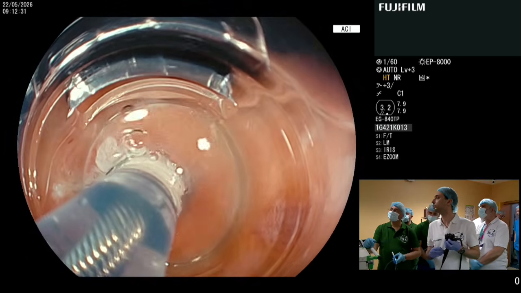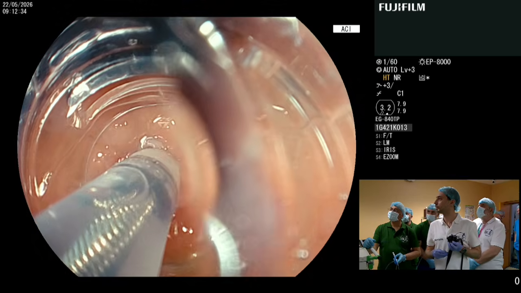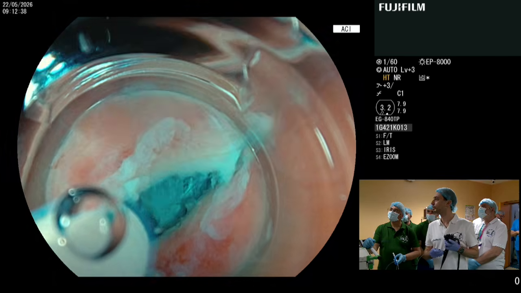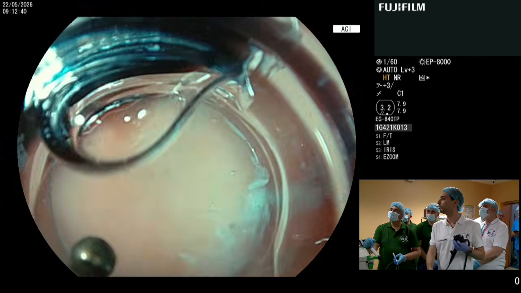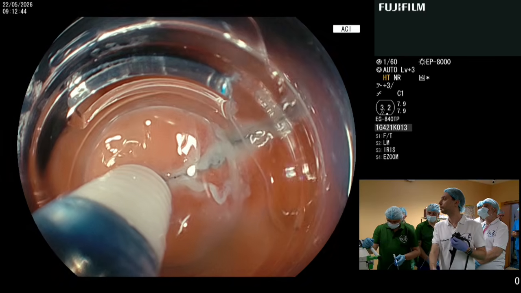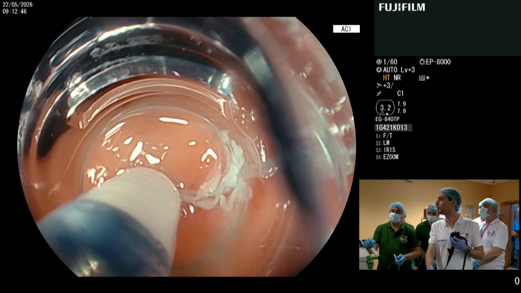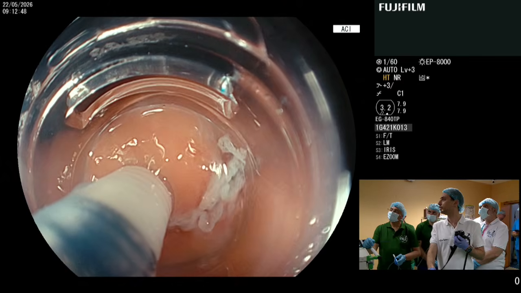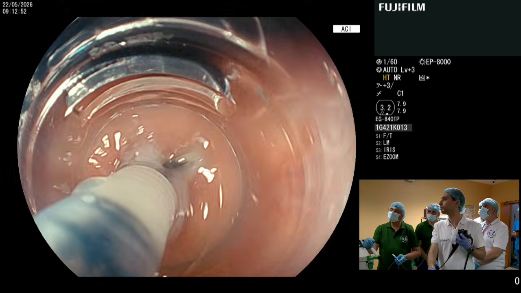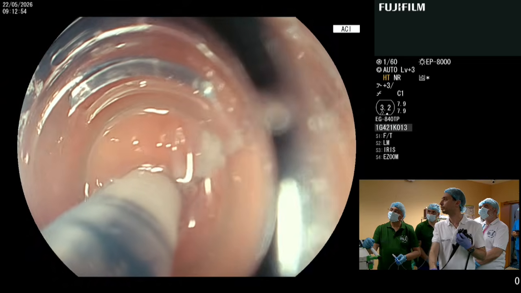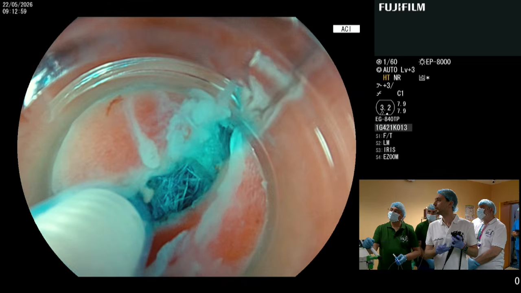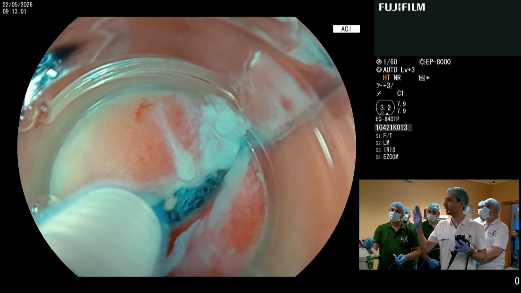This is the water pump, right? Okay. All right. I hook the tissue, I use endocut. Okay. Now, we have cut the mucosa.